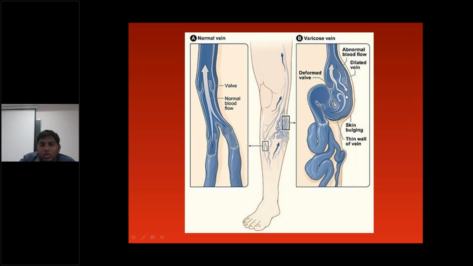So the termination point of the saphenous vein is at the level of the saphenofemoral junction into the femoral vein, piercing the cribriform fascia and all. So these things lead to obstruction at the level, which could lead to saphenofemoral reflux.